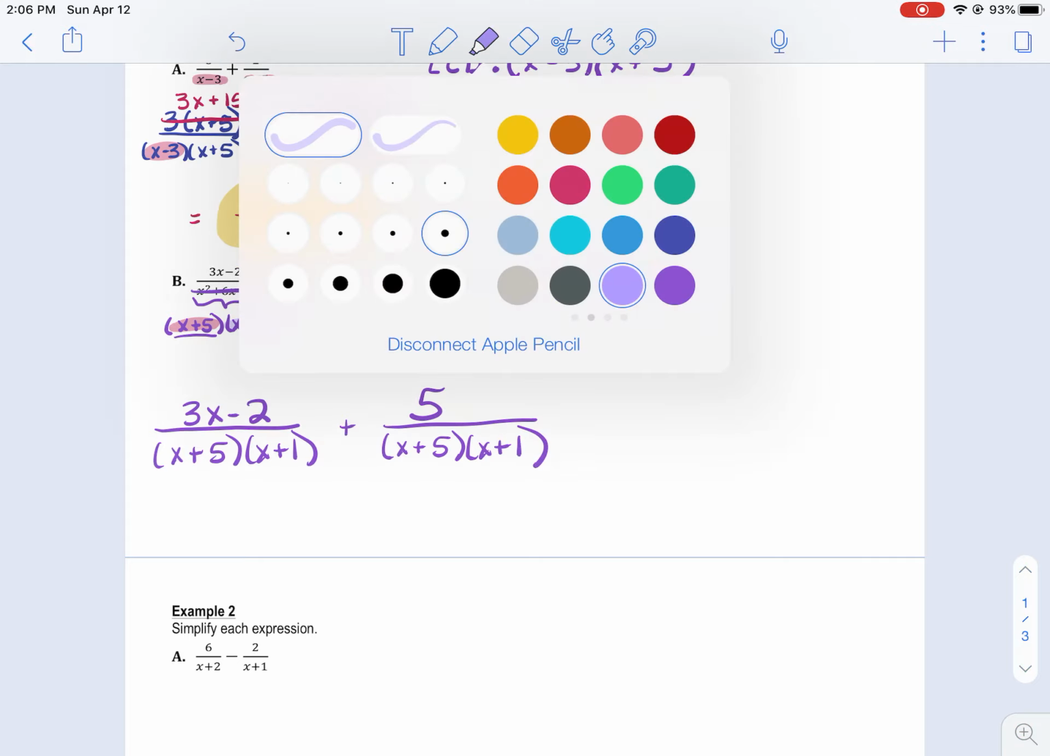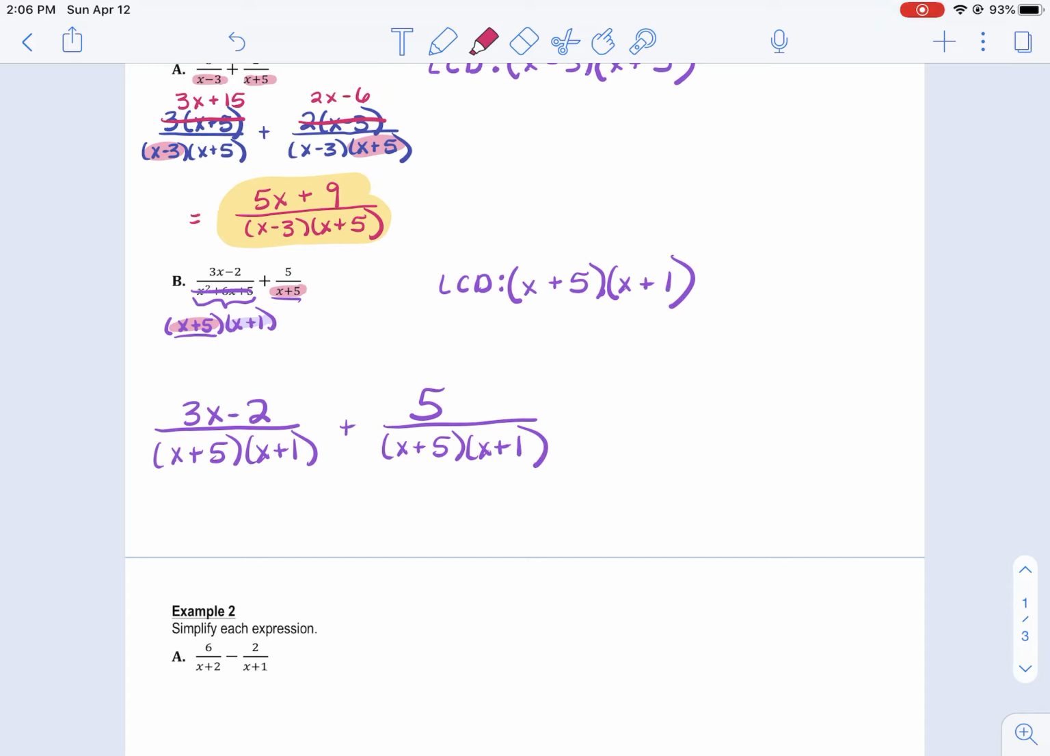Okay, but if you look at the second set of denominators, we started with x plus 5. What did we multiply x plus 5 by? We multiplied it by x plus 1. So we have to multiply the top by x plus 1. Okay, and now we need to add the numerator. So I'm going to go ahead and distribute this 5. I'm going to get 5x plus 5.